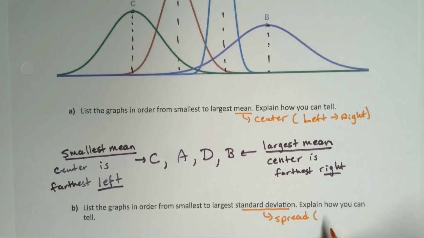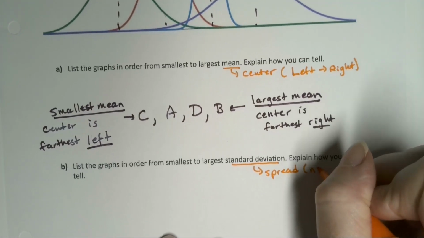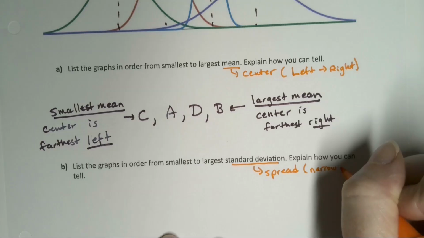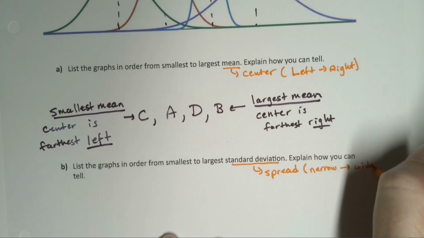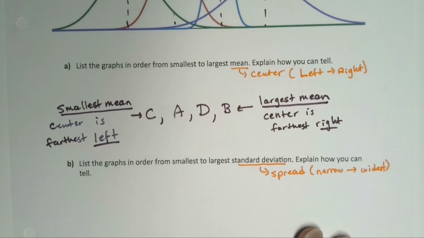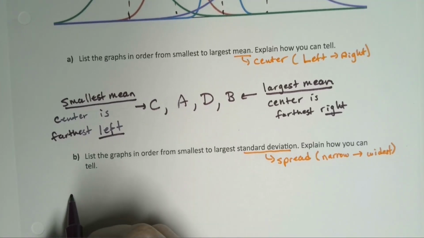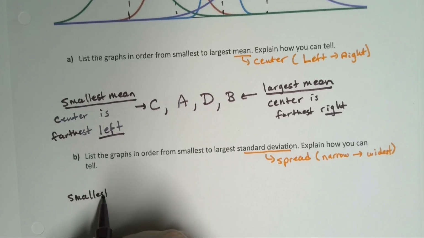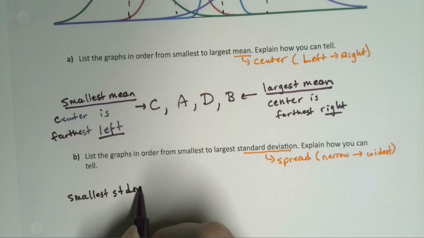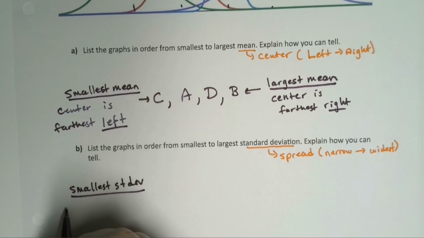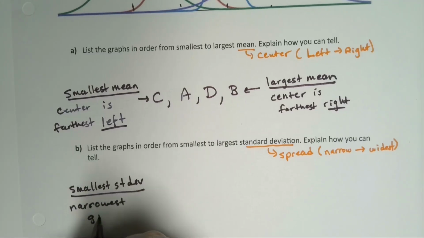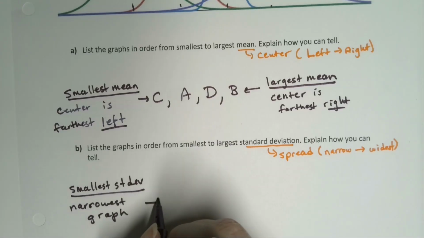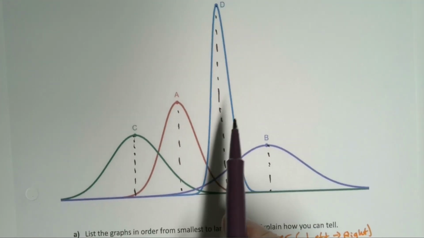But what does it mean to have a small standard deviation? Remember, a small standard deviation means you have a narrow graph. So you actually want to go from the narrowest graph to the widest graph. Okay, so the smallest standard deviation, let's write this out, would have the narrowest graph. All right, which graph is the narrowest graph? Well, it's very obviously D, right?